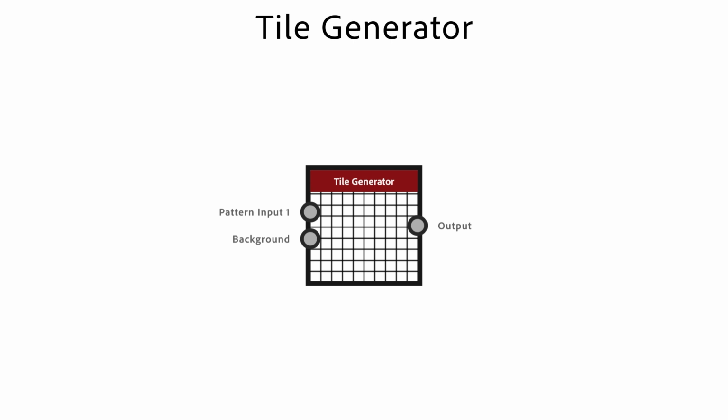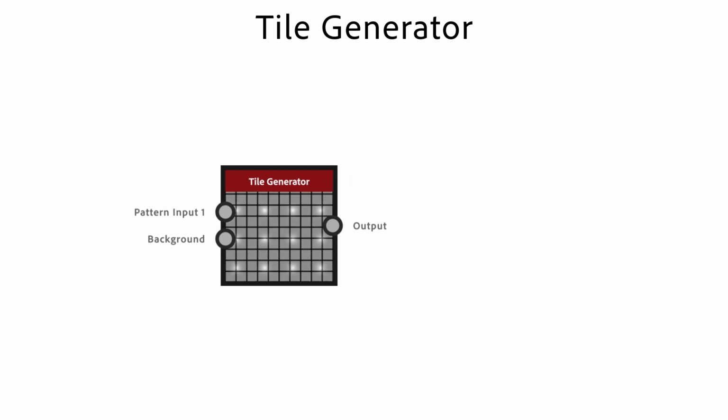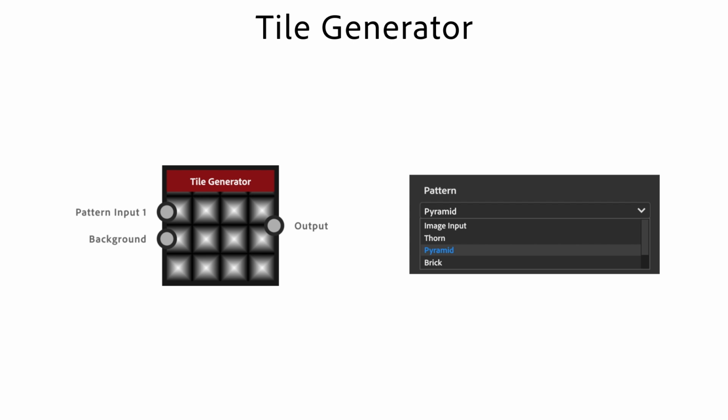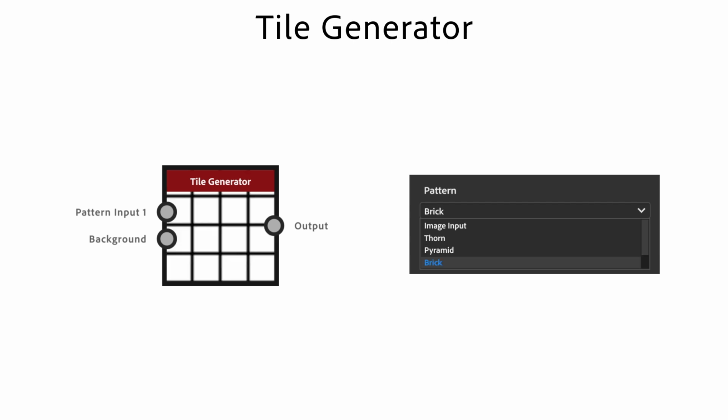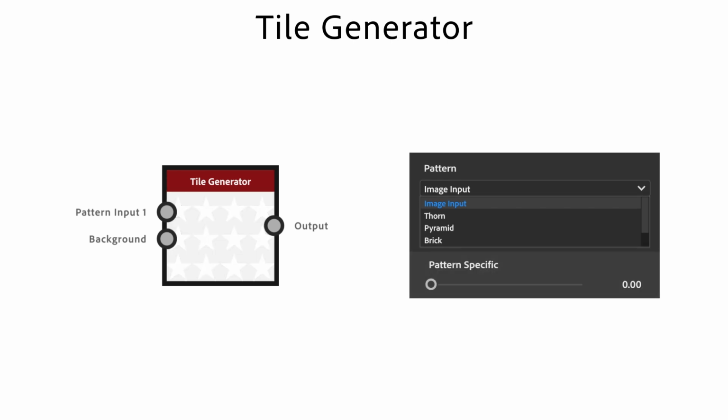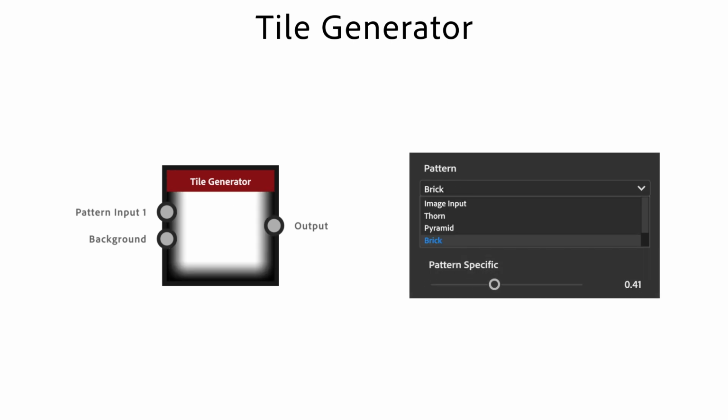It's a simpler version of the Tile Sampler node with less controls and inputs. In the pattern list, you choose the shape to repeat. You can use some predefined shapes or set your own custom pattern input with image input. Pattern specific lets you change the selected pattern's shape. The effect is dependent on the selected pattern.